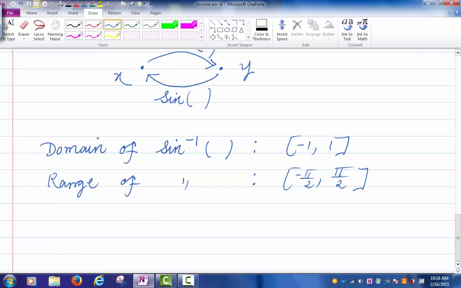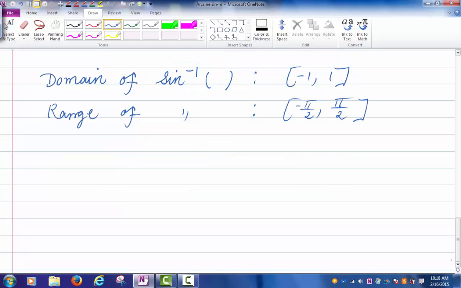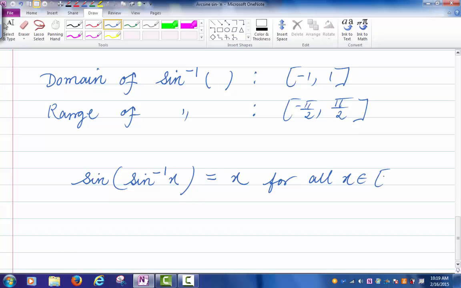Now, remember the cancellation properties of inverses. When you have two functions that are inverses, then their composition in any order is always the identity function, right? So what do I mean by that again? It means that if I take sine of sine inverse of x, that equals x for all x between negative 1 and 1, because that's the domain of sine inverse. I am applying the inverse first to x, right?